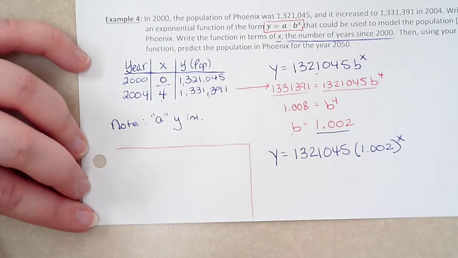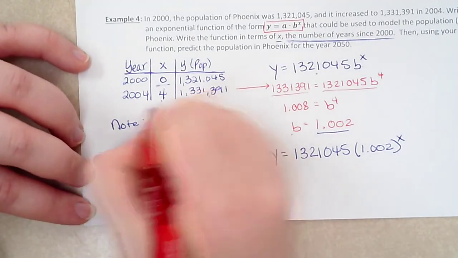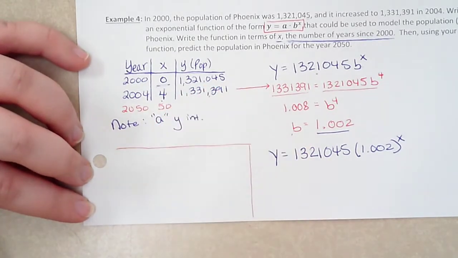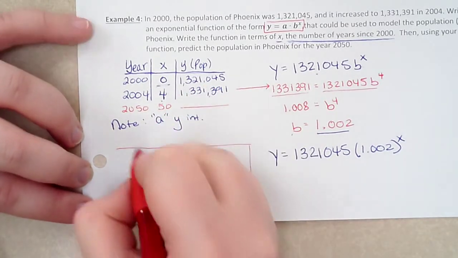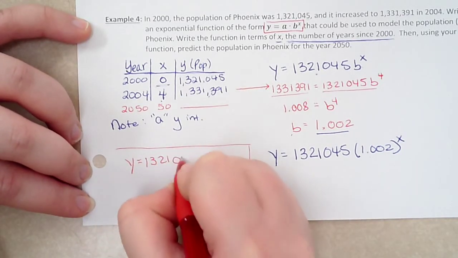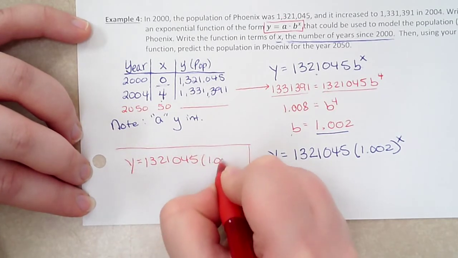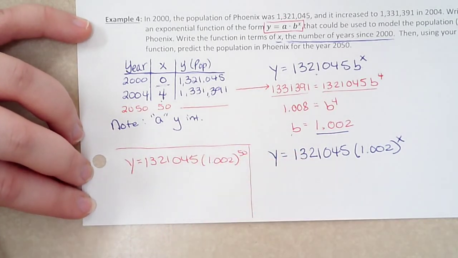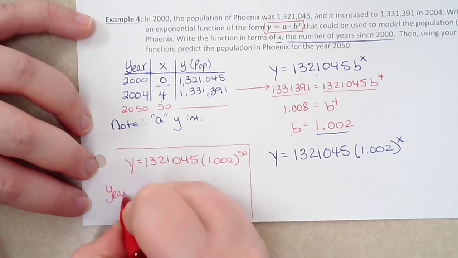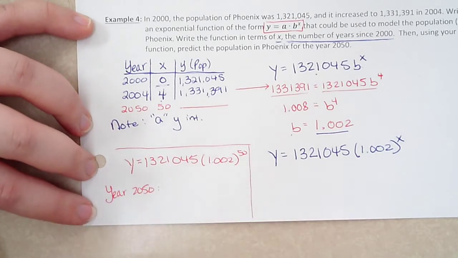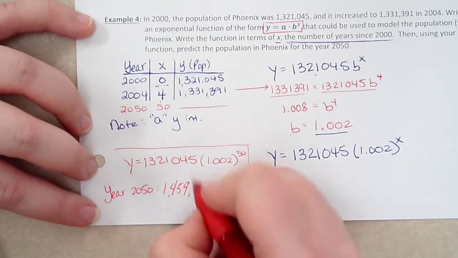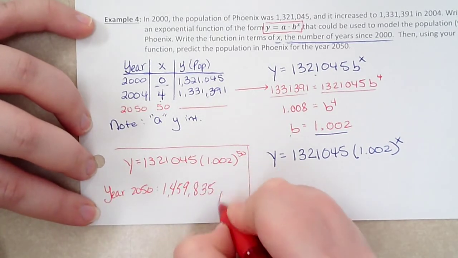I'm going to plug in 50 for the year x. If I want to know in 2050, I know that 50 years must have passed, and I'm looking for the population. So what does y equal when I plug it in? 1.002 raised to the 50th. We can throw that in a calculator pretty quickly and find that in the year 2050, we are going to have 1,459,835 people.